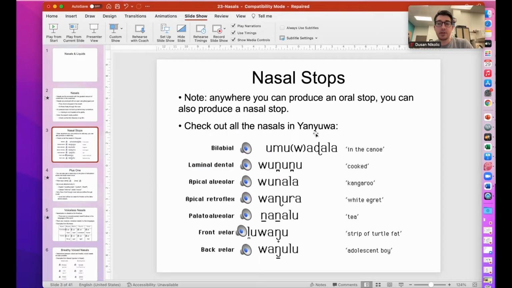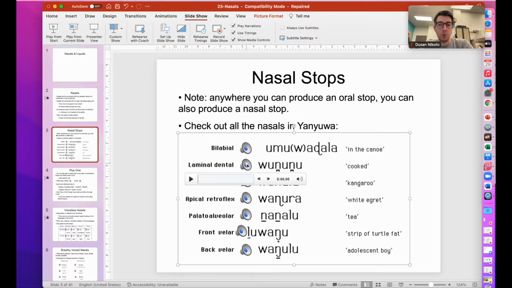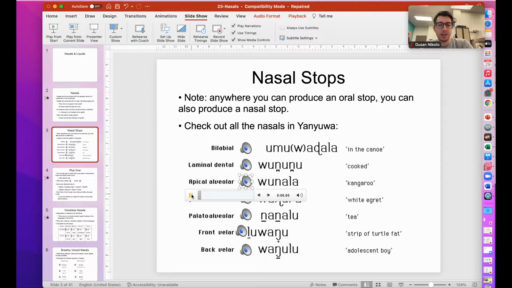Nasal stops are familiar to you. We've talked about those. And Yanuwa, for example, has all the nasal contrasts there are. So this is a bilabial nasal. Ma. Umordala. Umalala. Ununu. This is a laminal dental nasal. Unala. Warnura, right? This is a retroflex one, as if you want to produce Warnura, but you're producing a different sound, right?